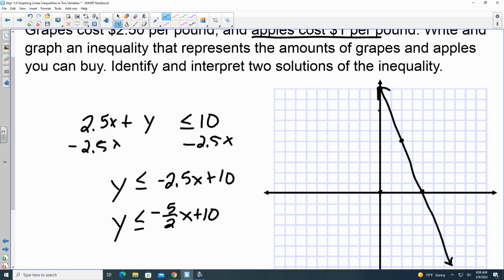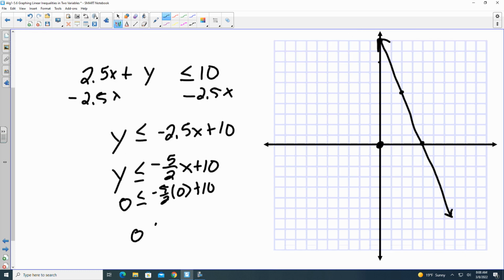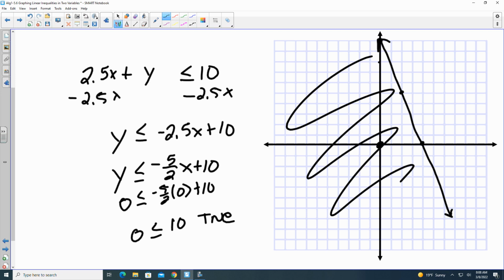Okay. I can use a test point of 0, 0. So here it says is 0 less than or equal to negative 5 halves times 0 plus 10. Well, this turns into 0 is less than or equal to 10. Is this true? The answer is yes, this is true. So my shading is going to go towards the test point, which is right here.